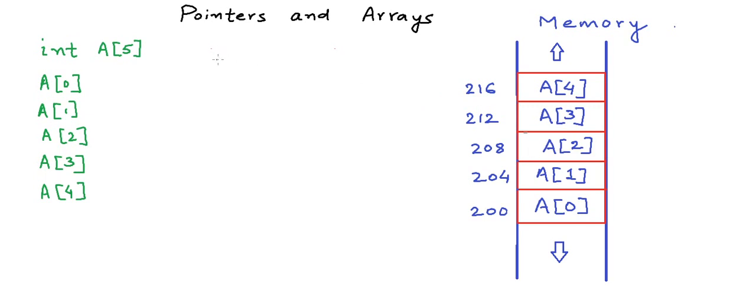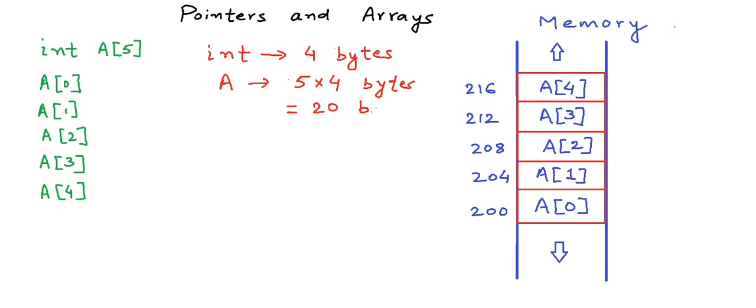If a0, the first element in the array, is stored at address, let's say, 200, and in a typical modern-day compiler an integer is stored in 4 bytes, so a1 will be 4 bytes ahead of a0 at 204, and a2 will be at 208, a3 will be at 212, a4 will be at 216. The overall size of the array would be 20 bytes, and these 20 bytes will be one consecutive block. We are only showing the section of the memory in which A is stored.